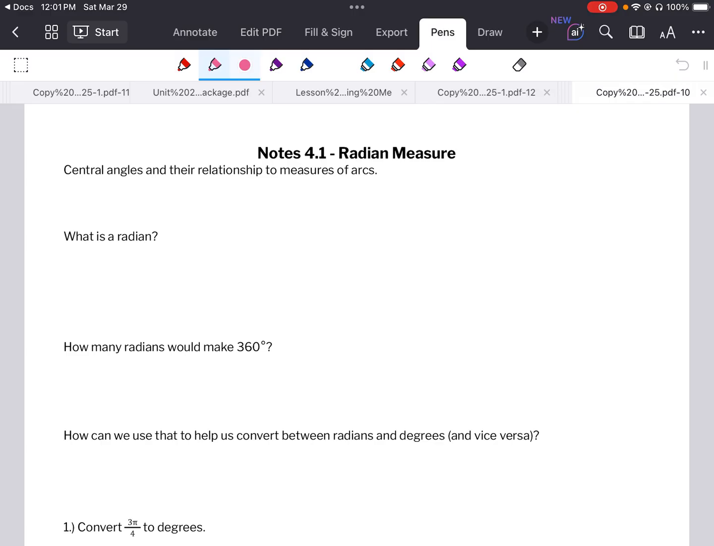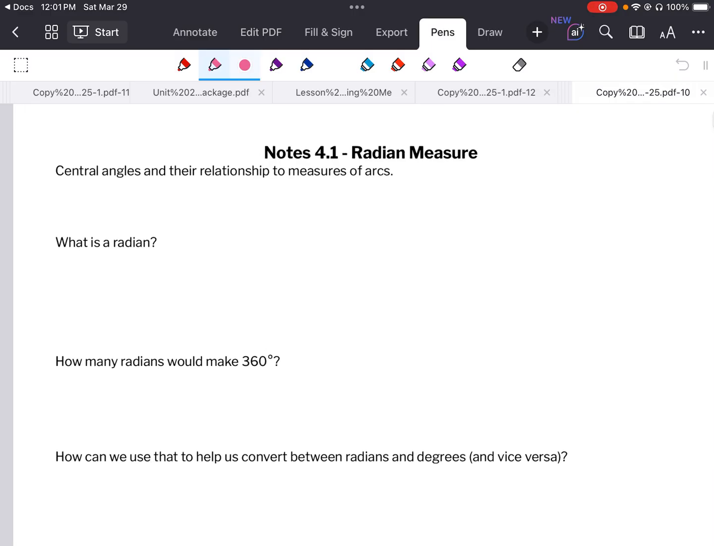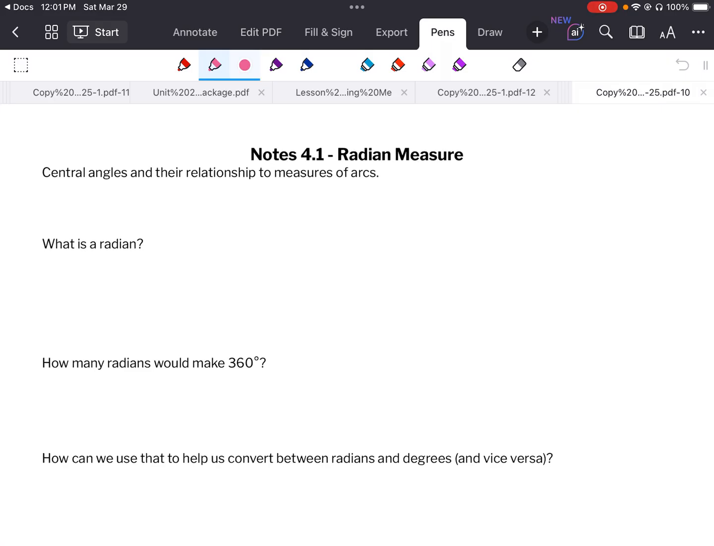Central angles and their relationship to measures of arcs. So what is that? Use that to find the measures of arcs. We multiply the radius length by the central angle in radians.